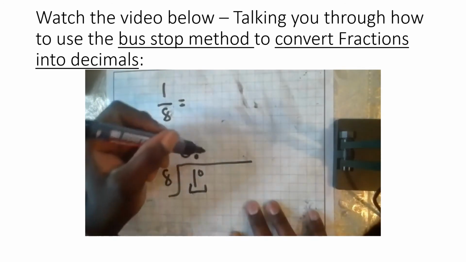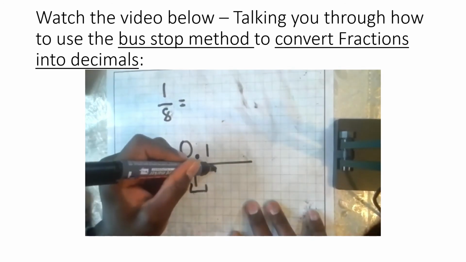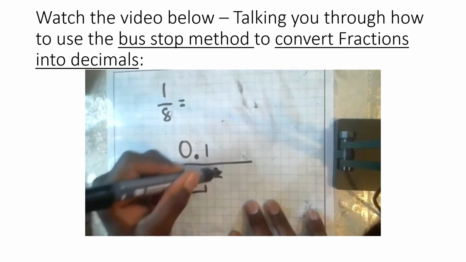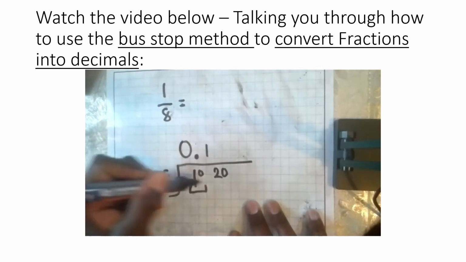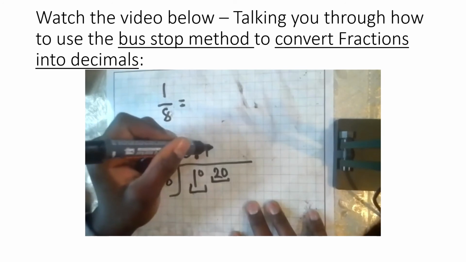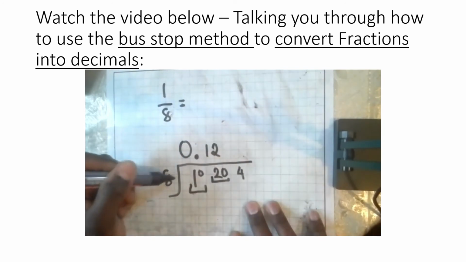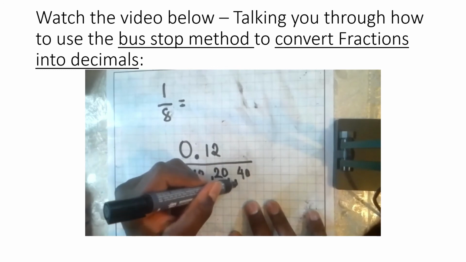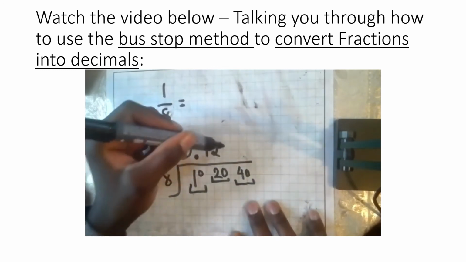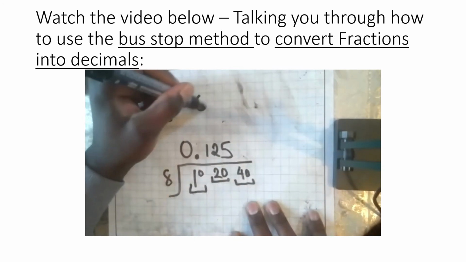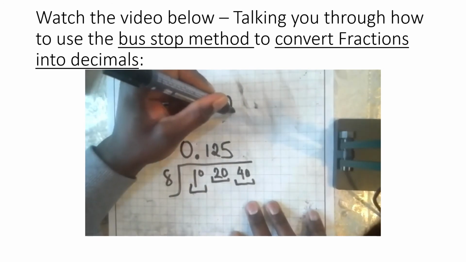How many 8's go into 10? 1. Remainder 2. 8 doesn't go into 2, so you pop a 0 here. How many 8's go into 20? 2. Remainder 4. How many 8's go into 4? None. You add the 0 here. But how many 8's go into 40? 5, which is how that turns into 0.125.